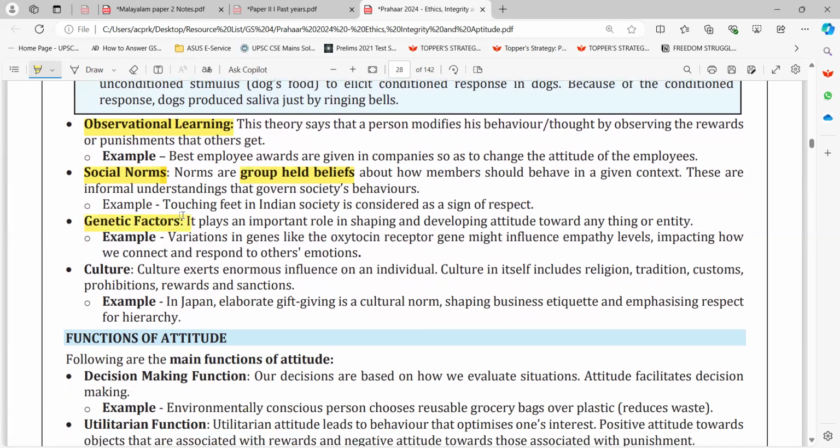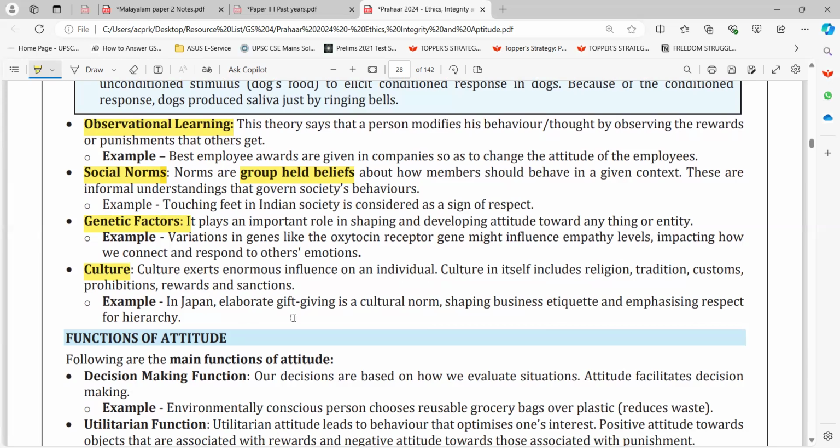Next is genetic factors. It plays an important role in shaping and developing attitude towards anything or entity. Example, variations in genes like the oxytocin receptor gene might influence empathy levels, impacting how we connect and respond to others' emotions. Okay, next is culture. Culture exerts enormous influence on an individual. Culture in itself includes religion, tradition, customs, prohibitions, rewards, and sanctions.